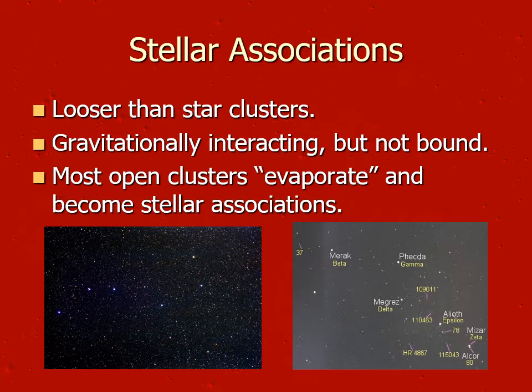The closest of the stellar associations actually turns out to be the stars of the Big Dipper. So we call this the Ursa Major Association. And so these stars and a few others turn out to be all about the same age. They're all moving in about the same direction, and they all have the same metallicity and age as the sun.